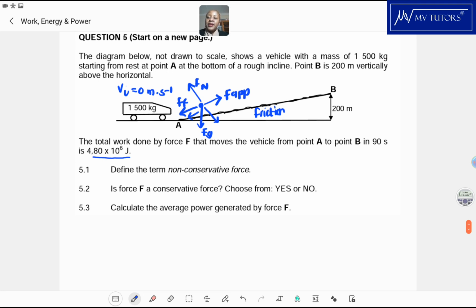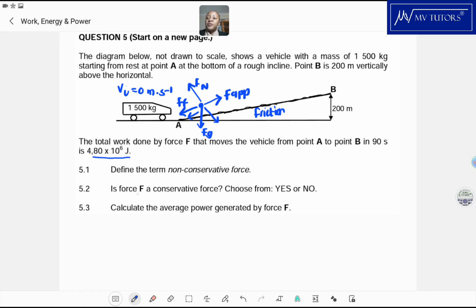Now they say define the term non-conservative force. Like we had discussed, it is a force whereby the work done to move an object from one location to another is dependent on the path taken, but a conservative force is independent of the path taken. An example of a non-conservative force would be friction force, air resistance, tension in the cables, etc. So we have defined the non-conservative force.